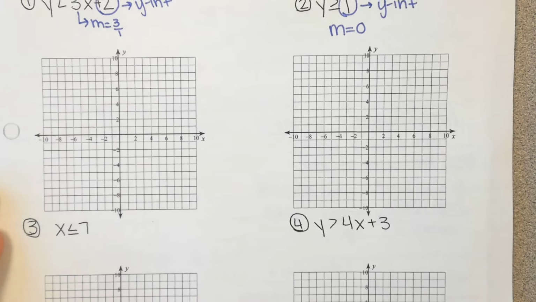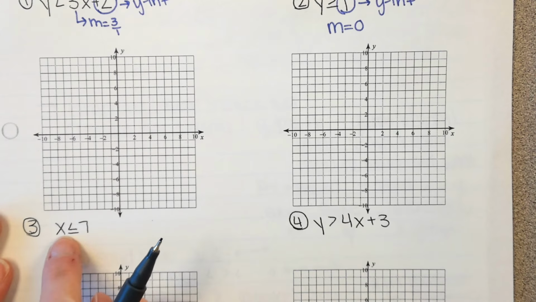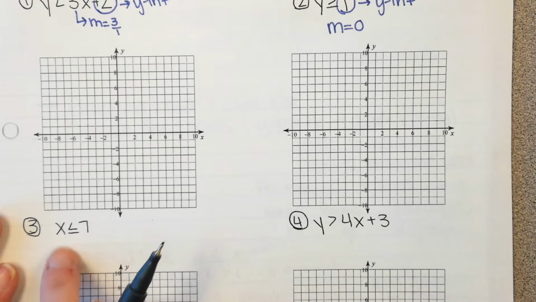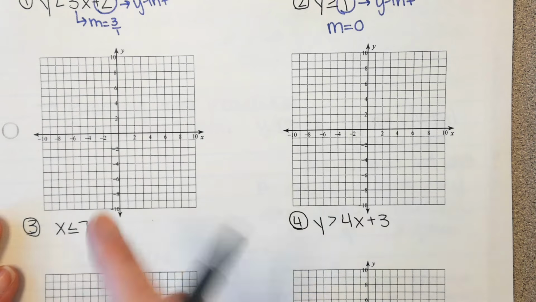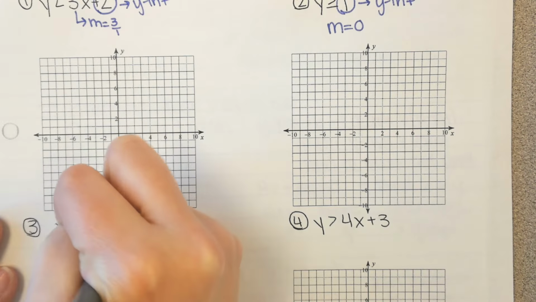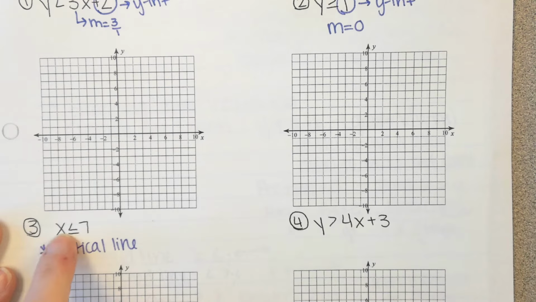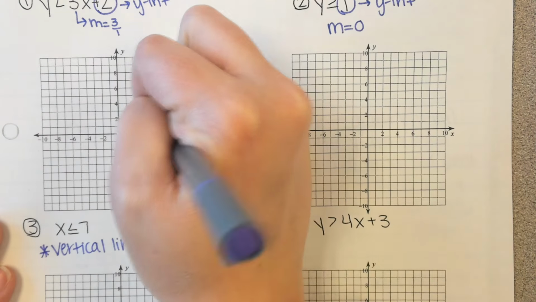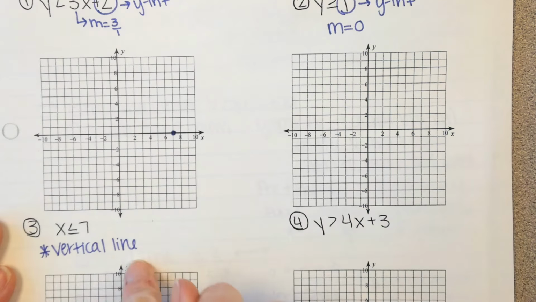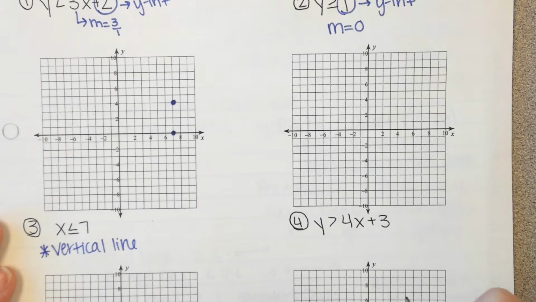Number 3 is a little bit different. What do you notice here? It just has the x. It doesn't have a y, it just has an x, and it starts with x. So that means it's going to be a vertical line. It doesn't say anything about the y, so we're going to go to the x-axis and make a point at 7. Since it's a vertical line, I'm just going to go up a few and make another point.